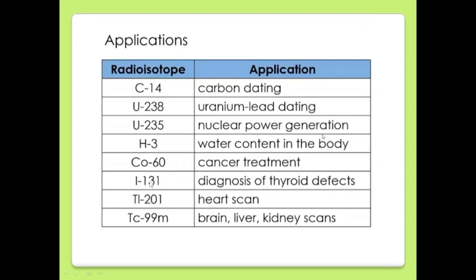We also have the iodine 131. Ito namang iodine 131, nadadiagnose naman nito yung mga thyroid defects natin. And we have the thallium 201. This is for heart scan. So nalalaman nila if you have heart disease because of this thallium 201. And lastly, we have the technetium 99. So ito naman, ini-scan niya ang ating mga brain, liver, and kidney scans. So these are the applications of radioisotopes.